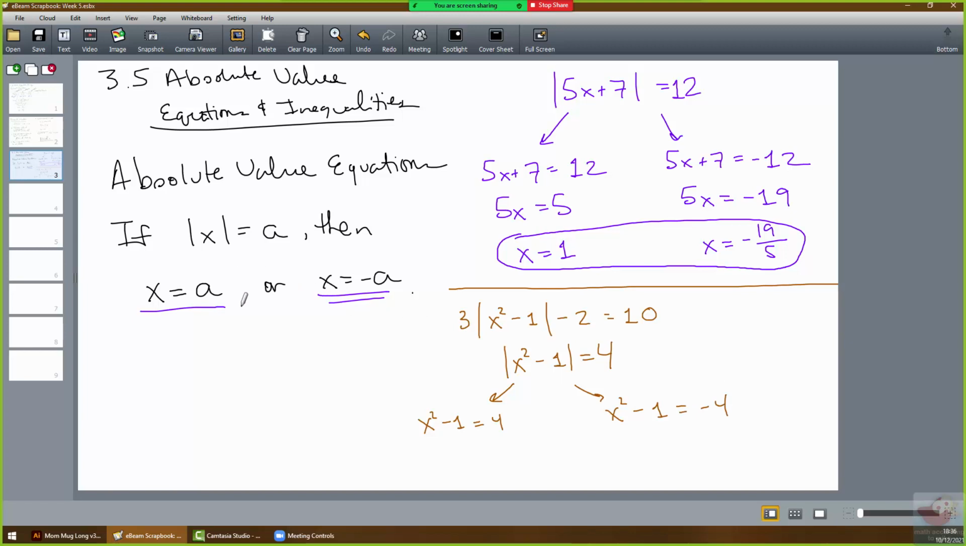So as your first step, you should have broken it up into two pieces where the inside of the absolute values equal 4 and then also negative 4. Questions on that? Okay, so for both of them, we're going to add 1. So we'll have x squared equals 5. And then we take the square root. What do we get?